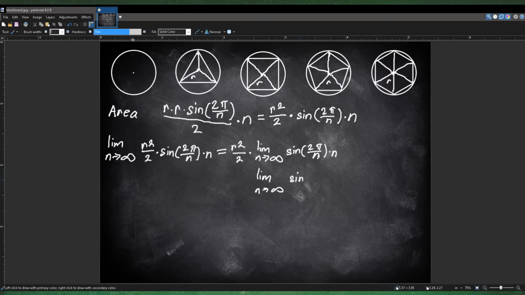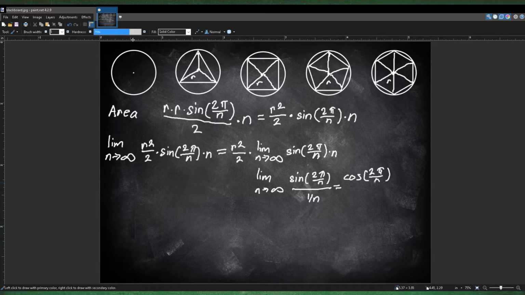So to make it easier, we just put the sine on the top, and then on the bottom, we just have divided by 1 over n, right? Because dividing by something that's already dividing is the same thing as this. So these are both exactly the same thing. And now using L'Hopital's rule, we just take the derivative of the numerator and the derivative of the denominator. That will give us sine. The derivative of sine is cosine of 2 pi over n.